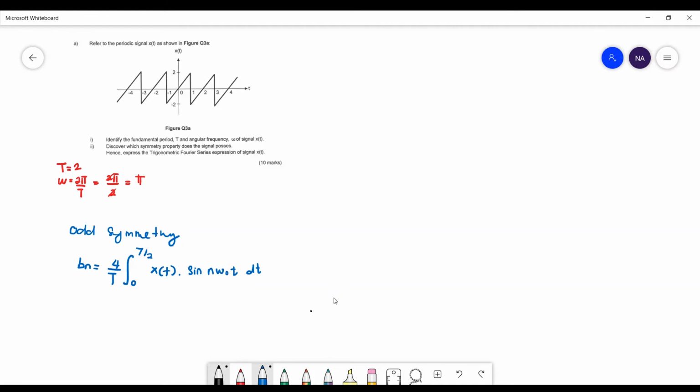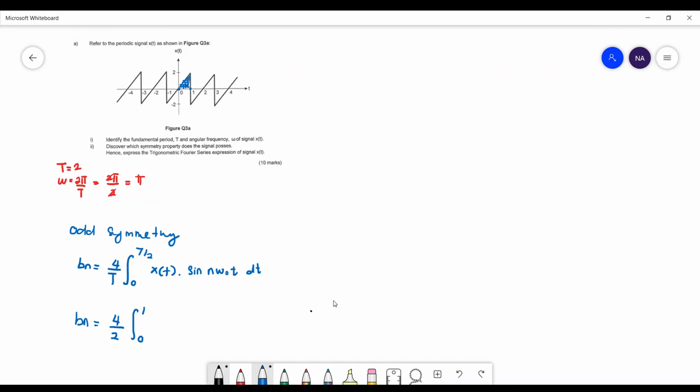Back to the question here. This is the formula to calculate Bn for the odd symmetry signal. So T is 2, and then you just substitute here 4 over 2. And then you need to integrate from 0 to, okay, 2 divided by 2 is 1. So you need to integrate only the blue area here, from 0 to 1 only, because T over 2 is half cycle.